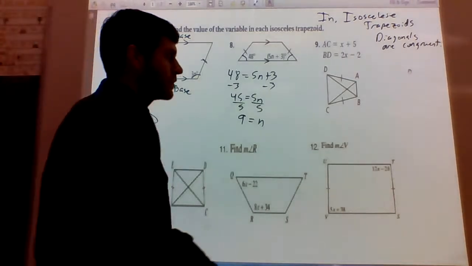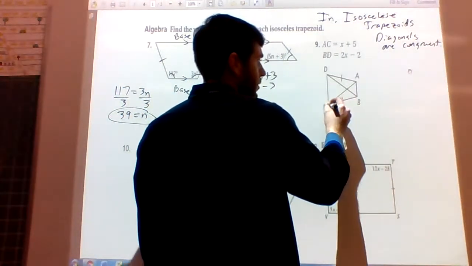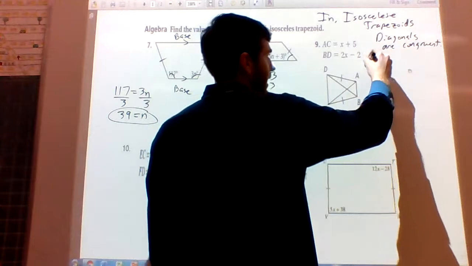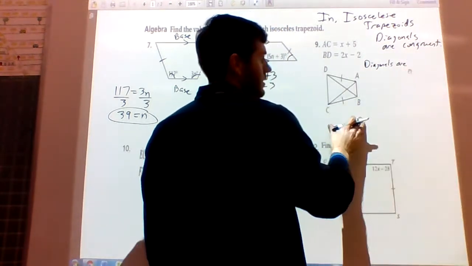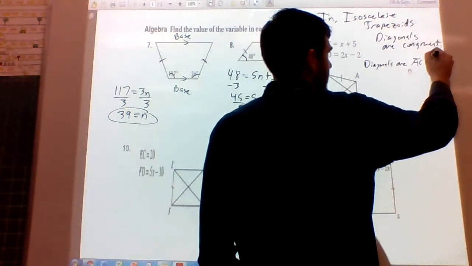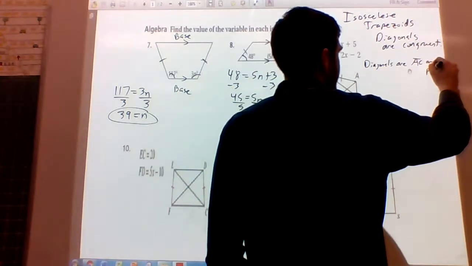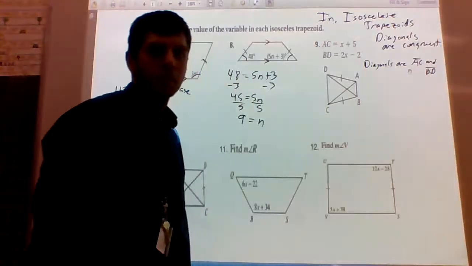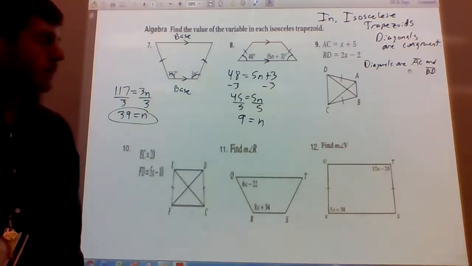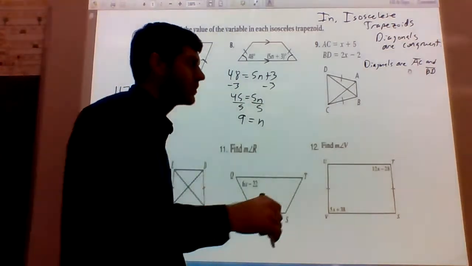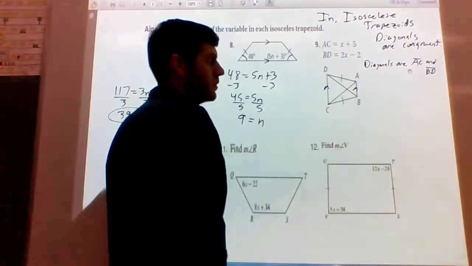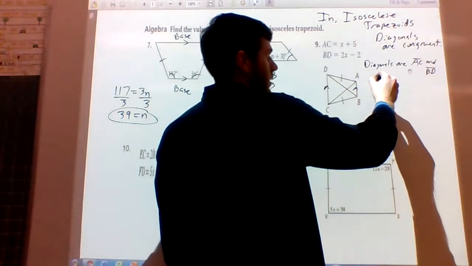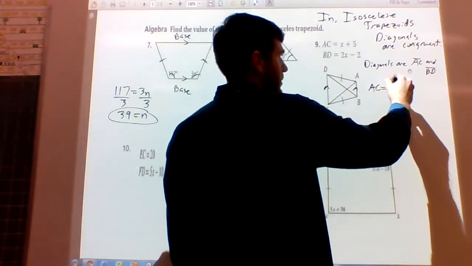So what are our diagonals here? Well, diagonals go from one vertex to the opposite vertex. So our diagonals are AC and BD. In isosceles trapezoids, we know it's isosceles because the legs are congruent. We know the diagonals are congruent. So AC is going to equal BD.